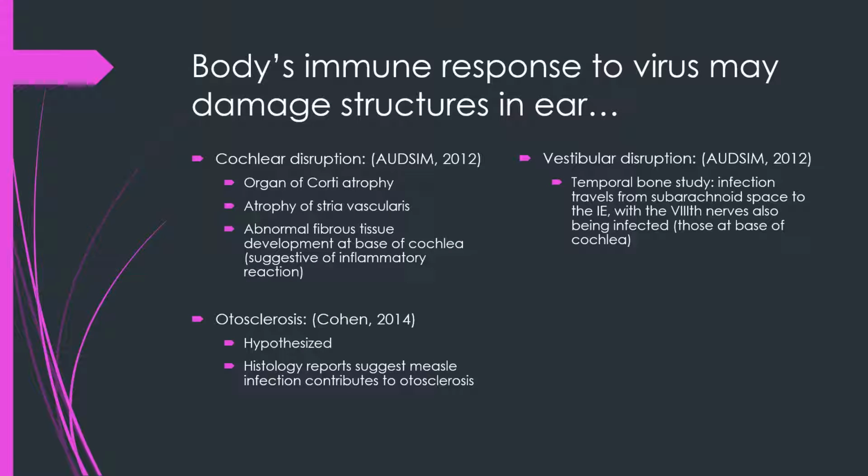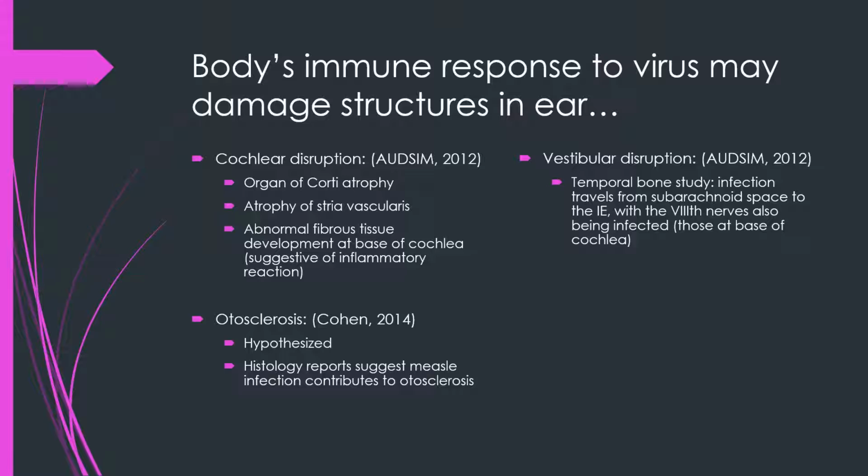So if hearing loss does occur, it's because the body's immune response to the virus damages structures within the ear. So there's cochlear disruption: organ of Corti atrophy, atrophy of the stria vascularis, and abnormal fibrous tissue developed at the base of the cochlea, which is suggestive of an inflammatory reaction.